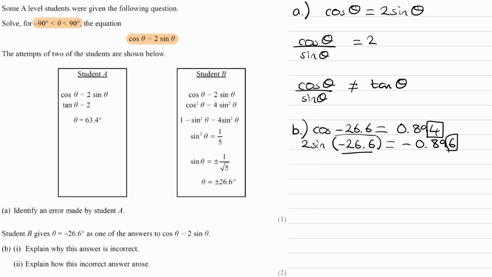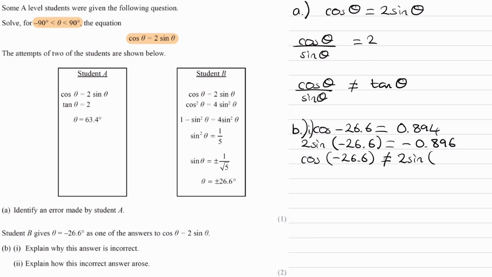So they're off a little bit at the end, but that's just because we have rounded the angles. The angles are not exact. But the main difference is that one side of the equation is the negative of the other. These are the same number, but one is negative. So to finish off this question, we could say that cos of minus 26.6 is not equal to 2 sine of minus 26.6.